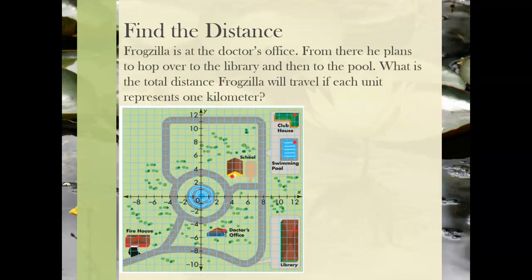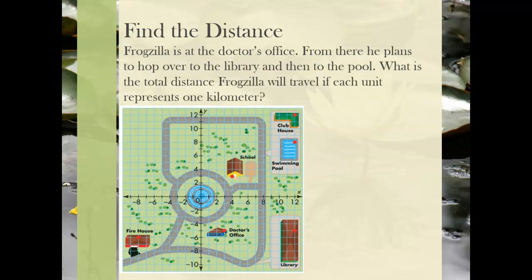Frogzilla is at the doctor's office. From there, he plans to hop over to the library and then to the pool. What is the total distance Frogzilla will travel if each unit represents 1 kilometer? First, we can start by finding the distance from the doctor's office to the library.